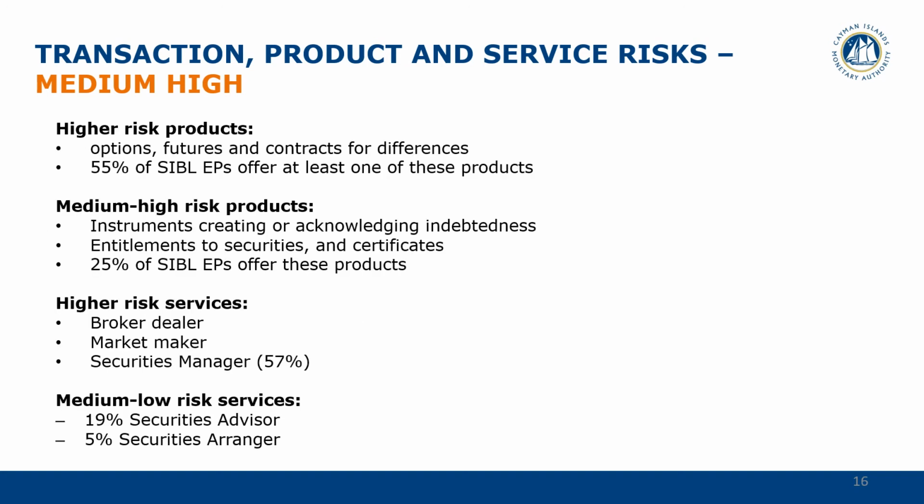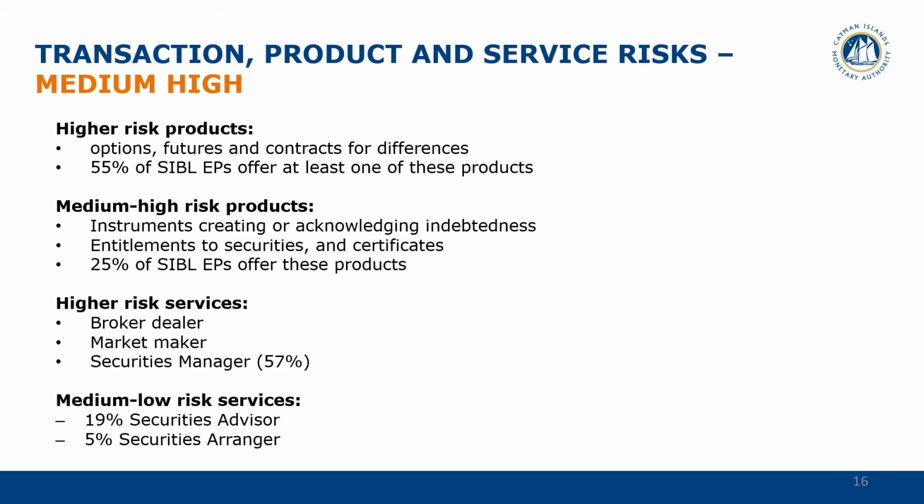So the data around CbP EPs showed that there were certainly certain products which were higher risk than others. For example, options and futures and contracts for differences. 55% of CbP EPs offered at least one of these high risk products. Medium high risk products included instruments creating or acknowledging indebtedness or entitlements to securities and certificates, and again 25% of CbP EPs did offer these products.